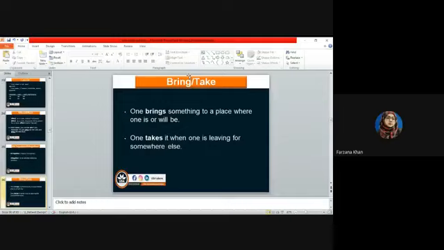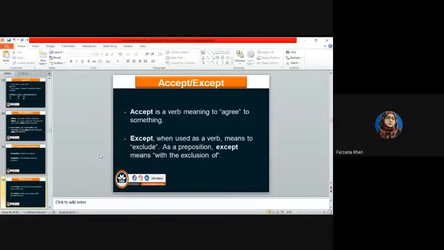Then bring and take. One brings something to a place where one is or will be. One takes it when one is leaving for somewhere else. Similarly, accept and except. Accept is a verb meaning to agree to something. Except, when used as a verb, means exclude. As a preposition, except means with the exclusion of.